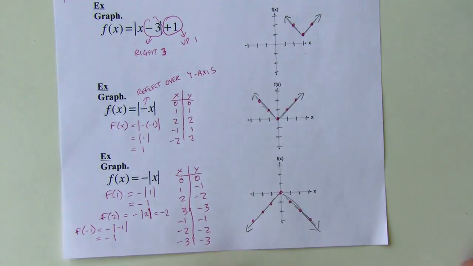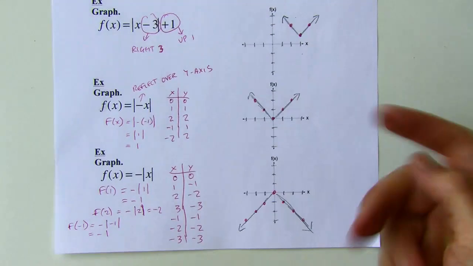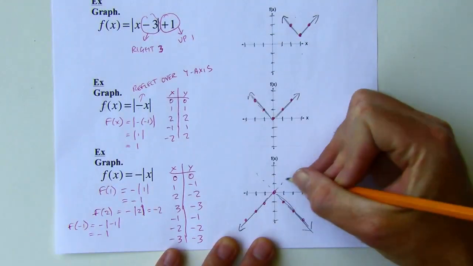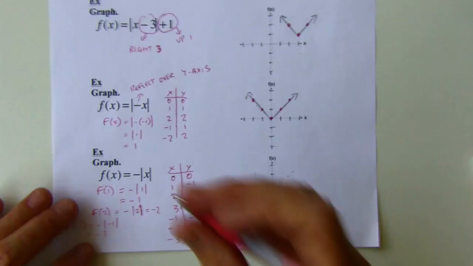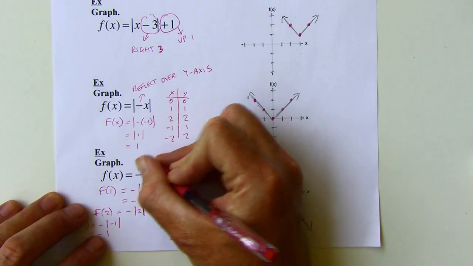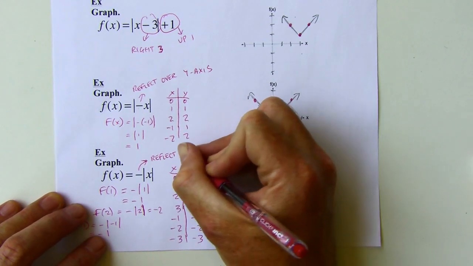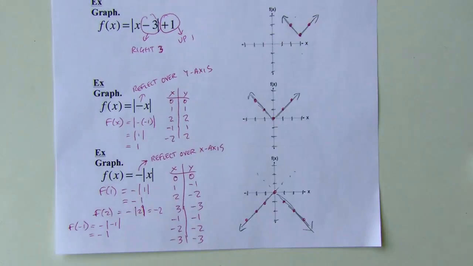Okay, so when the negative was inside the absolute value, it flipped it over the y-axis. This is going to reflect it over the x-axis. You know, the original one opened up like that, right? But if you flip it over the x-axis, then it's going to open down. So when you've got a negative right here, reflect over x-axis. Okay, and once you learn these patterns, it's a lot quicker to graph these than making the XY tables. Okay, let's move on to the next page.